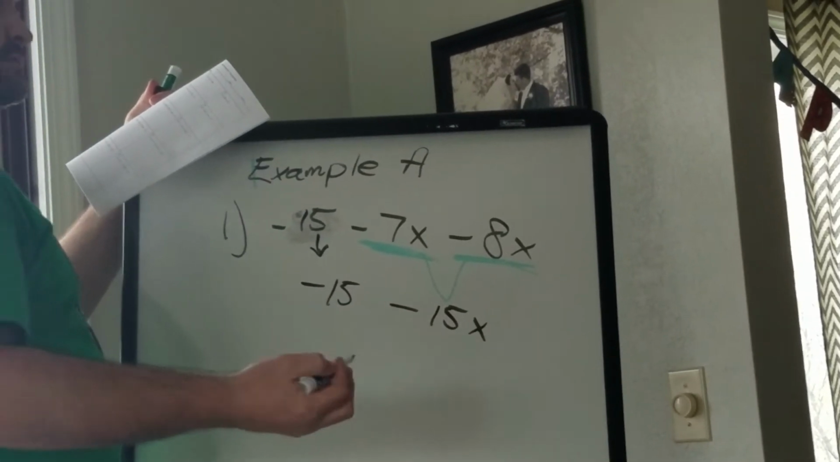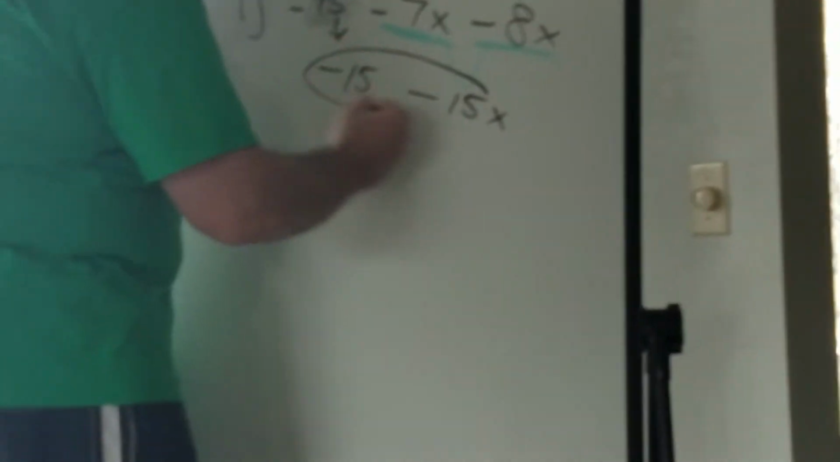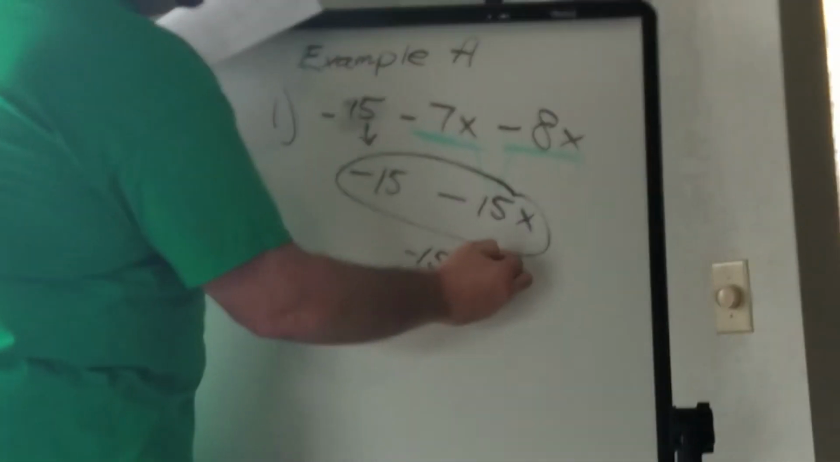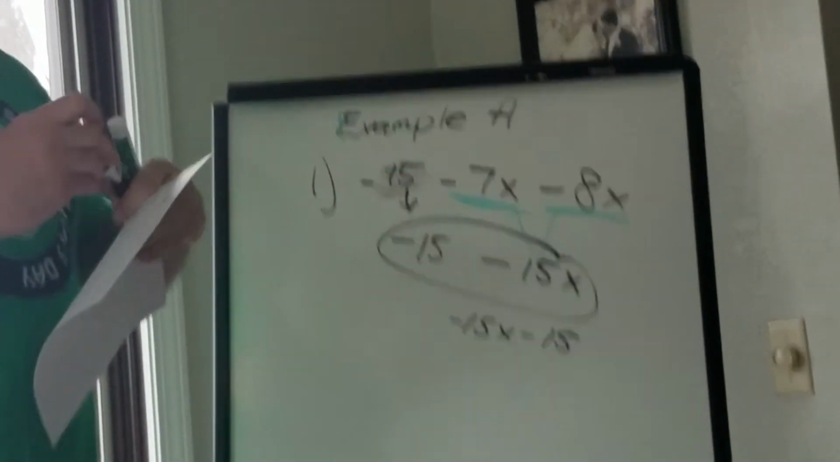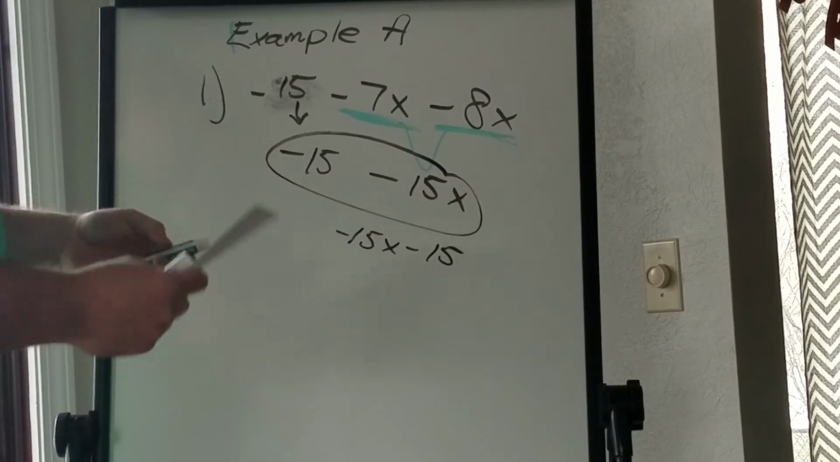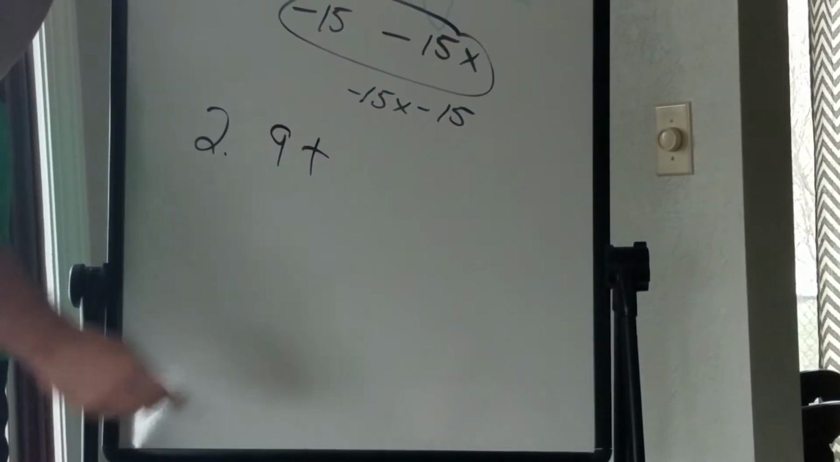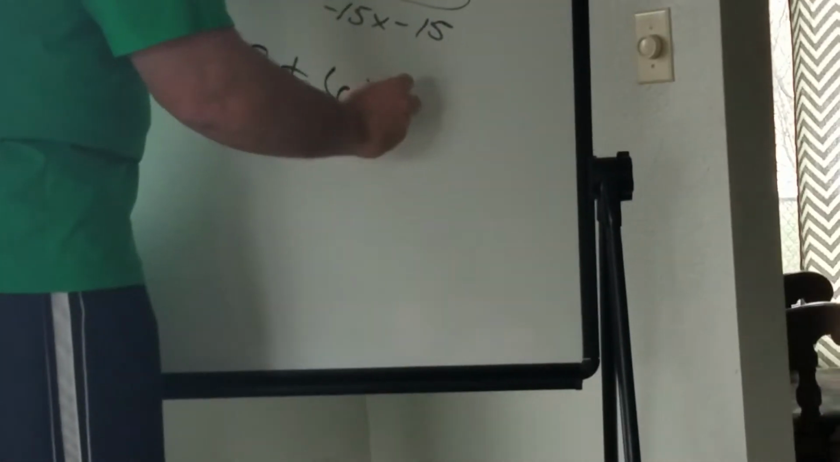Now, depending on who your math teacher is, you would always take the negative 15x first, so negative 15x minus 15. Number 2, kind of the same fun way. If you look at it, you have 9 plus 6x plus the 7x.